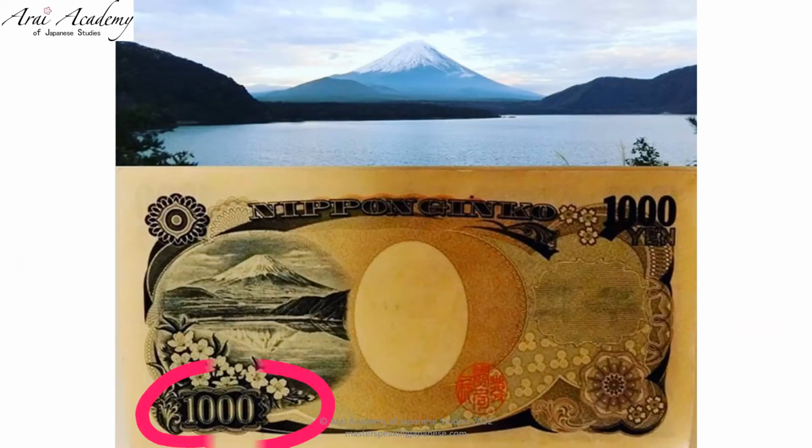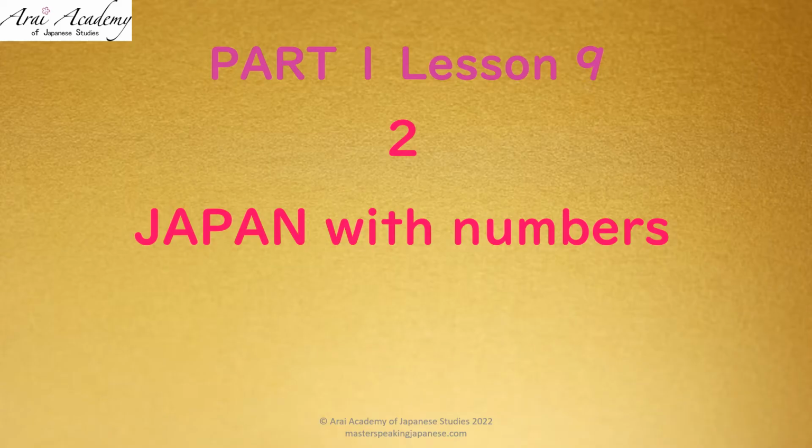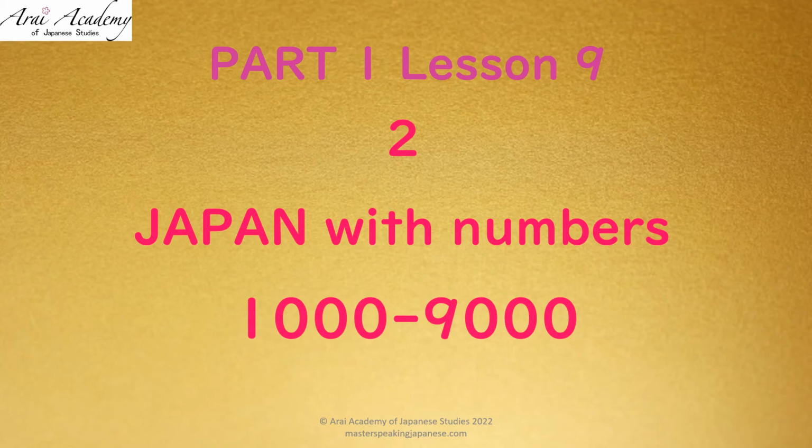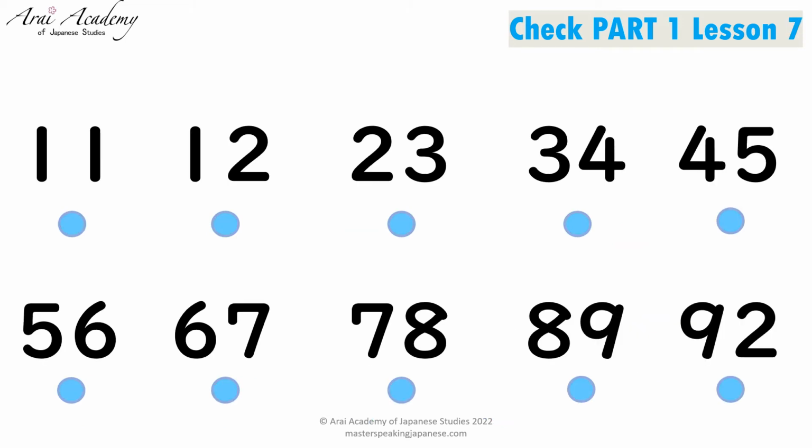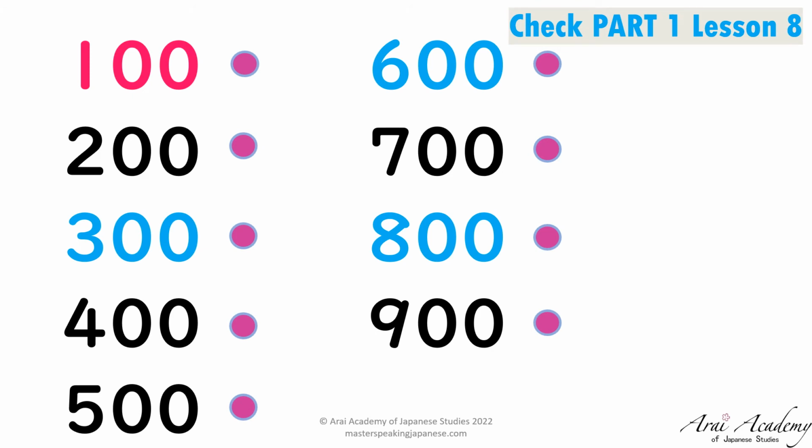What is 1000 in Japanese? Let's learn 1000 to 9000 in Japanese. I'm sure you remember 1 to 10 from lesson 6, 10 to 90 from lesson 7, and 100 to 900 from lesson 8.